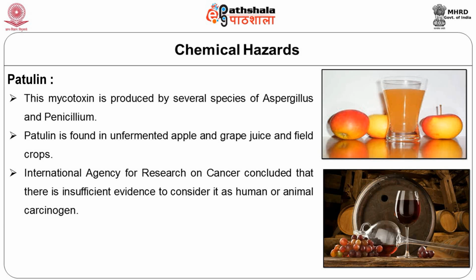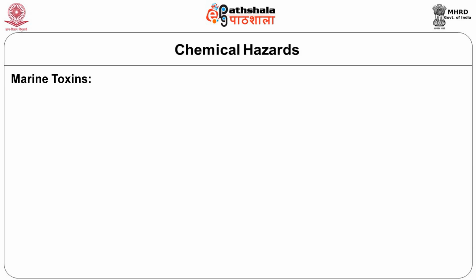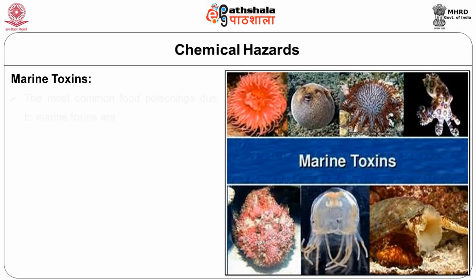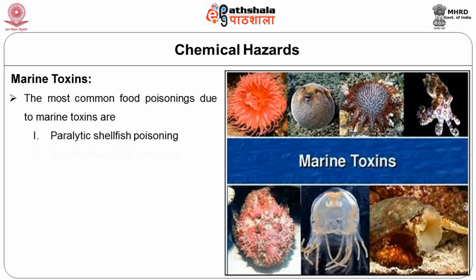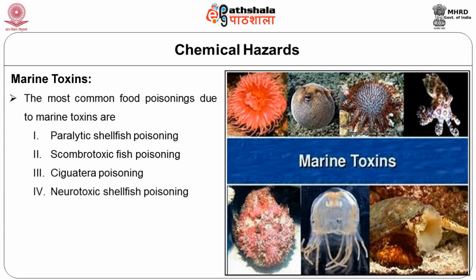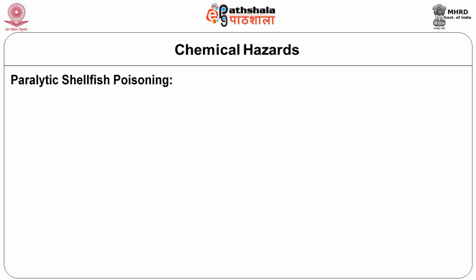The next class of chemical hazards could be marine toxins. As the name indicates, marine toxins are chemicals found in seafood. They enter seafood due to infection or bioaccumulation due to ingestion of toxic algae. The most common food poisonings due to marine toxins are paralytic shellfish poisoning, Scombrotoxic fish poisoning, Ciguatera poisoning, neurotoxic shellfish poisoning, and amnesic shellfish poisoning. What is paralytic shellfish poisoning?